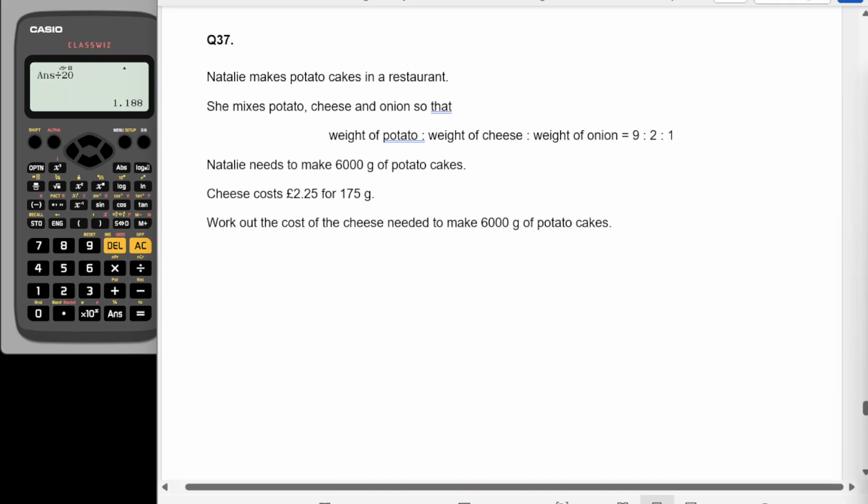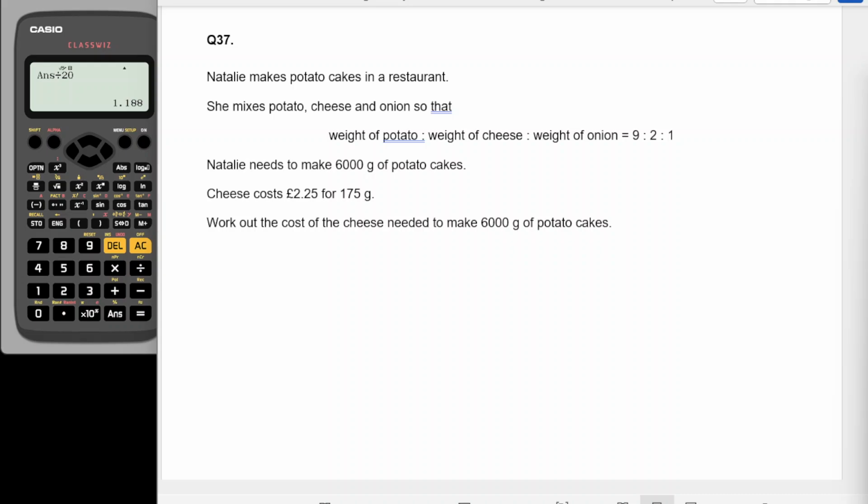Question 37. Natalie makes potato cakes in a restaurant. She mixes potato, cheese and onion so that the weight of potato, weight of cheese, weight of onions is 9 to 2 to 1. Natalie needs to make 600 grams of potato cakes. Cheese costs £2.35 for 175 grams. Work out the total cost of cheese that she needs to make 600 grams.